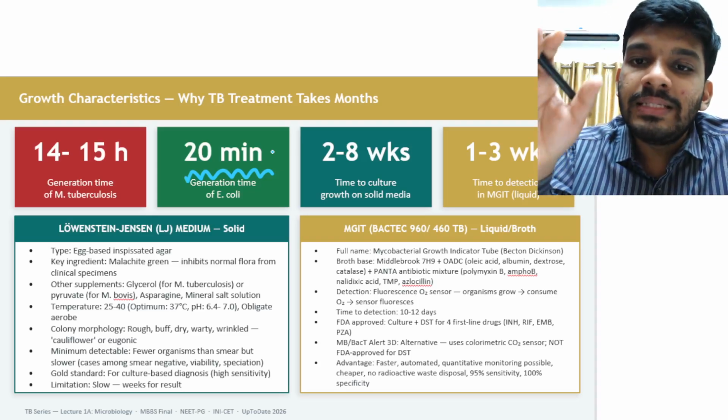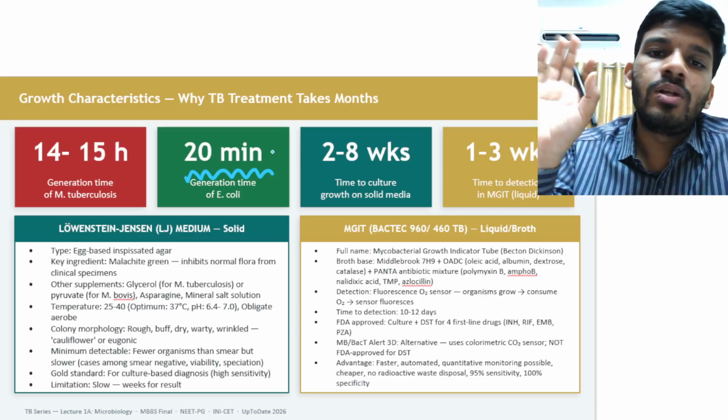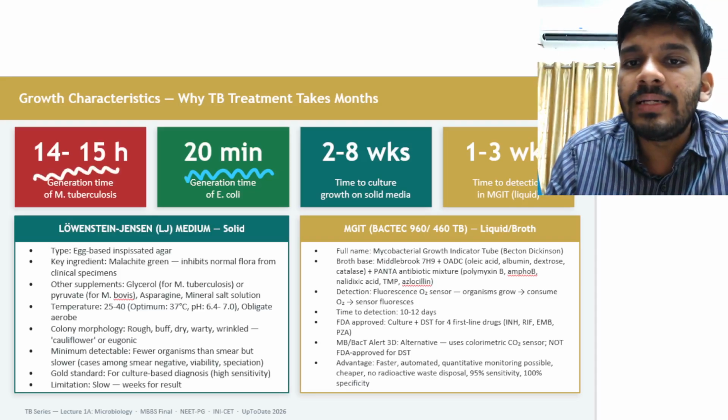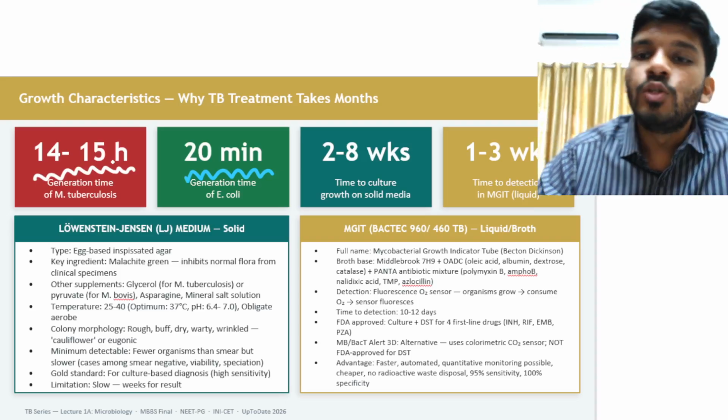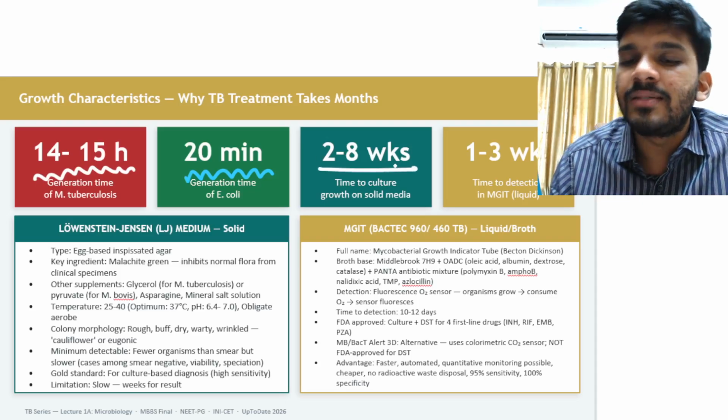Mycobacterium tuberculosis, instead of 20 minutes, has almost 50 times more generation time. It has a generation time of almost 14 to 15 hours. So to double, it takes almost this much time. So if you want to culture it on a solid medium, it will take approximately 2 to 8 weeks.